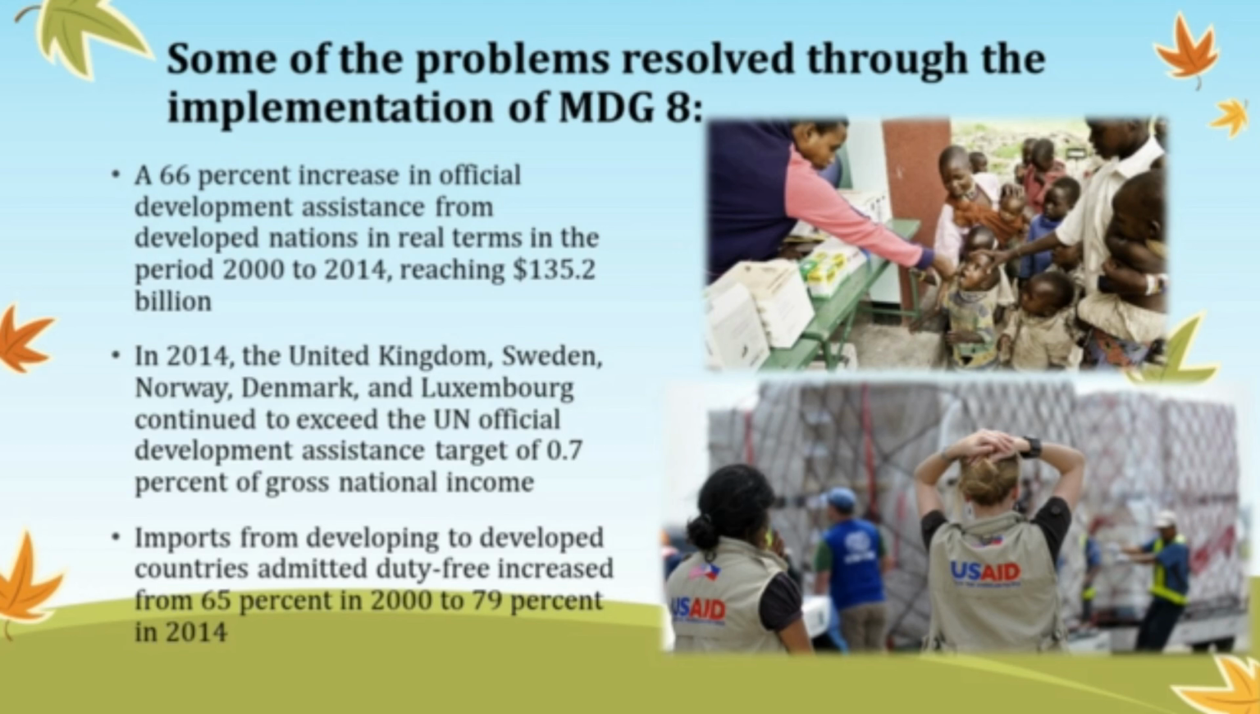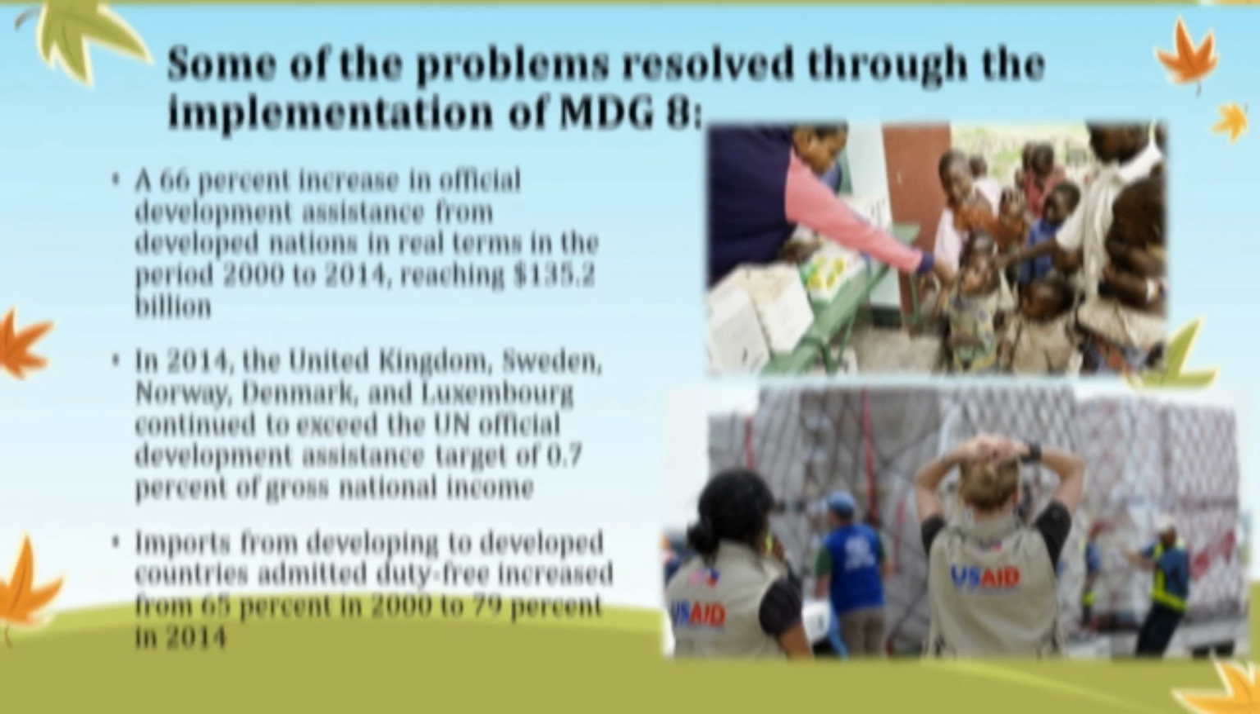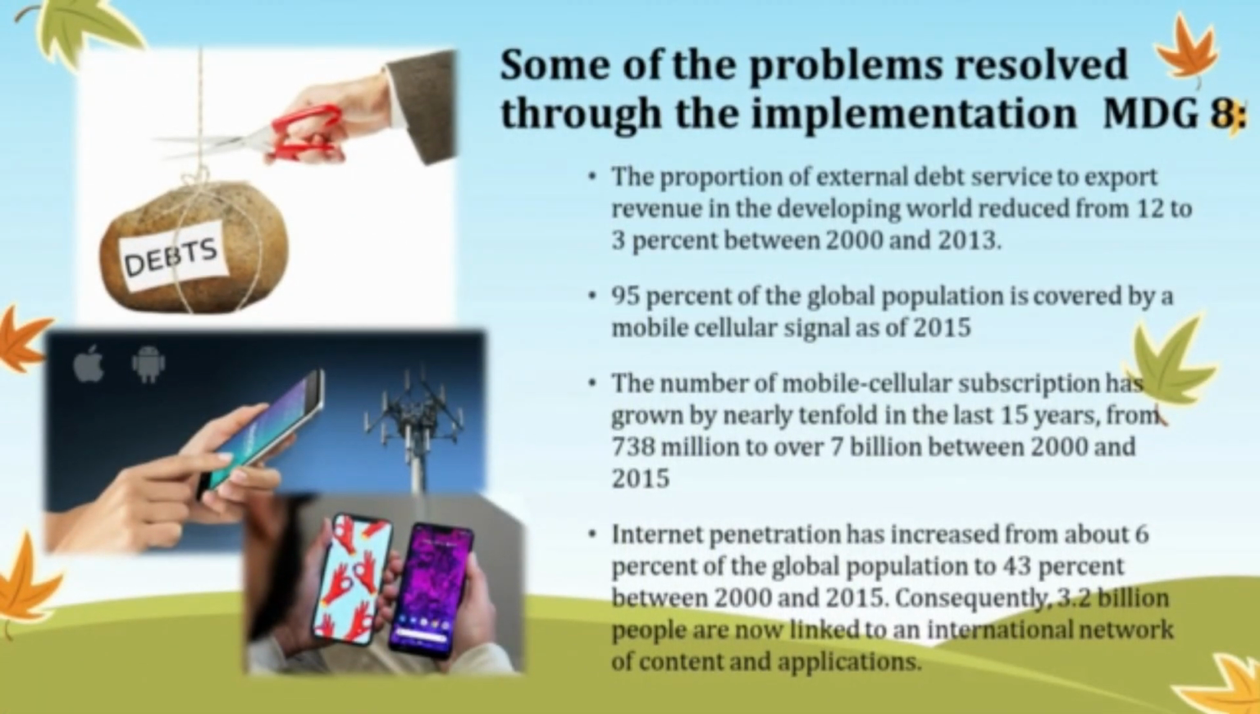Third, imports from developing to developed countries admitted duty-free increased from 65% in 2000 to 79% in 2014. Fourth, the proportion of external debt service to export revenue in the developing world reduced from 12 to 3% between 2000 and 2013. Fifth, 95% of the global population is covered by mobile cellular signal as of 2015.